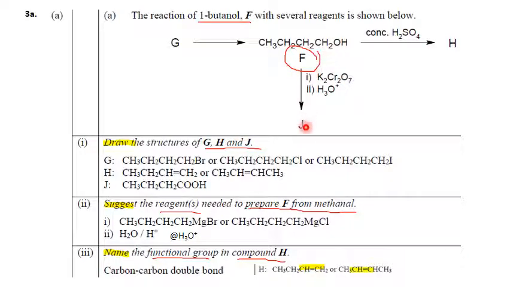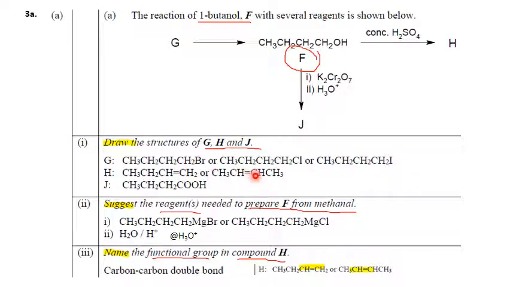So the alcohol will become carboxylic acid, and then from G, how do we prepare OH? We can prepare OH from haloalkane, so that's the answer for G. Draw the structure for G, H, I. The haloalkane can be bromine, chlorine, or iodine as well. And then H forms alkene. So this is the major product, while according to Saytzeff's rule, this is a minor product.